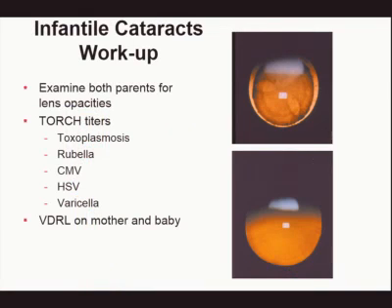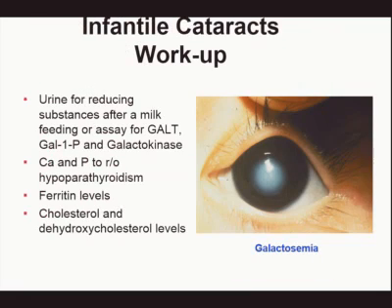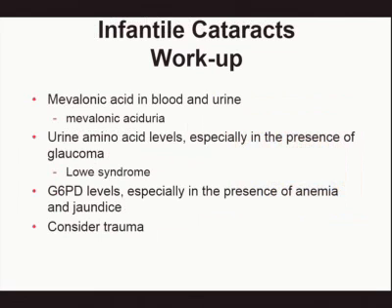So the workup for cataracts, you want to examine both parents because sometimes they will also have mild cataracts, and you'll know that it's a hereditary thing. But in infants with bilateral cataracts, you have to worry about TORCH, so working up with TORCH titers, checking a VDRL, checking the urine for reducing substances, checking a calcium and phosphorus, ferritin levels, and cholesterol. Mevalonic acid, urine amino acid levels, G6PD, and then you also have to consider trauma. So a blunt trauma can cause a cataract in one or both eyes.